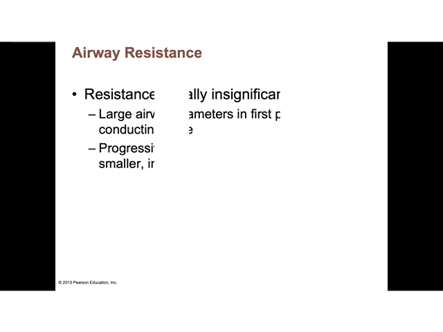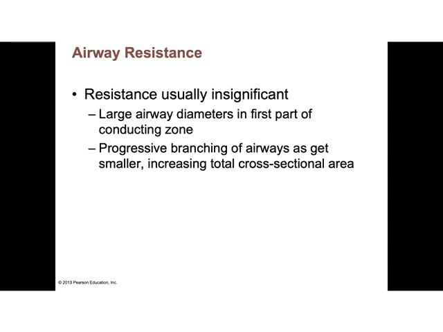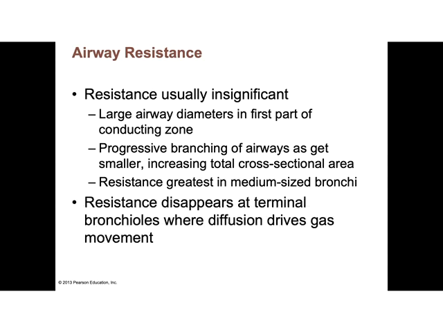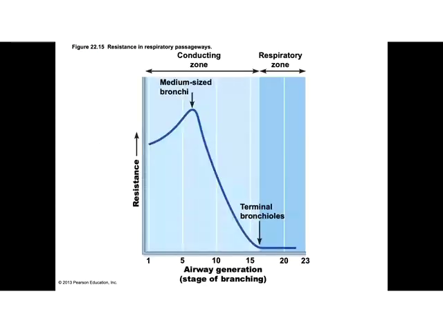Resistance is usually insignificant because of large airway diameters in the first part of the conducting zone, and as the progressive branching of the airways gets smaller, the total cross-sectional area goes up. So the resistance is actually greatest in the medium-sized bronchi, and it disappears at the terminal bronchioles where the diffusion takes place. You can see here how the resistance changes. It's low, then it kicks up in the medium-sized bronchi, and then it drops, and down it goes.